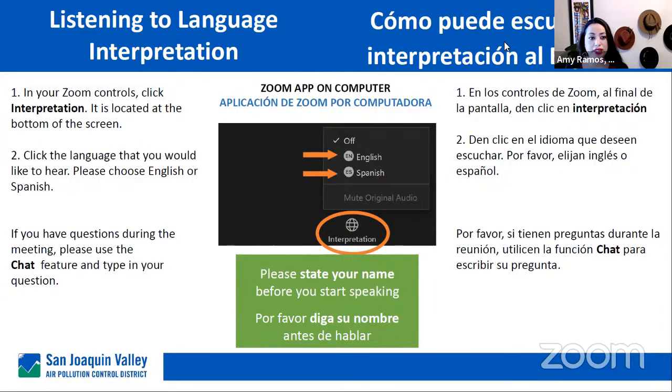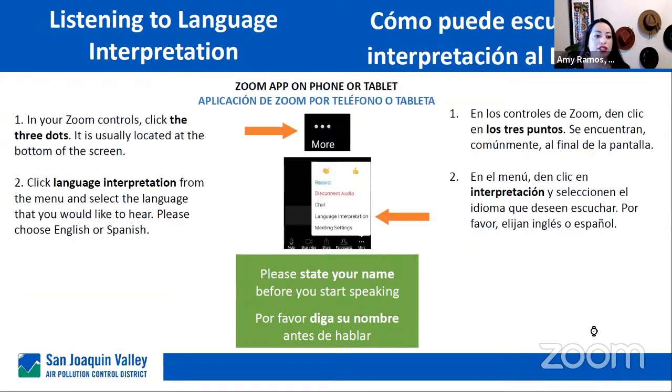Tonight, we do have simultaneous interpretation available as always. If you are interested in accessing the language interpretation, in your Zoom controls you can click interpretation. It's located at the bottom of your screen. Sometimes it's hard to see, so you need to maximize the Zoom window so that you can see the language option. Click the language that you would like to hear and select either English or Spanish, so that you can listen to tonight's presentation all in English or all in Spanish.